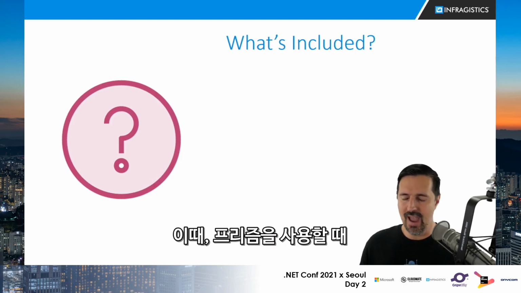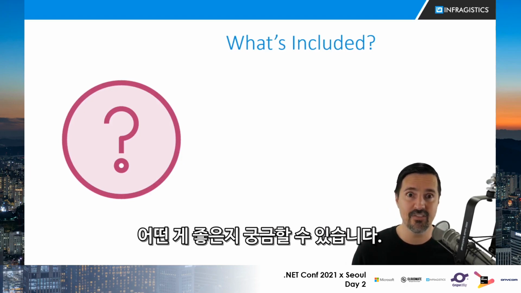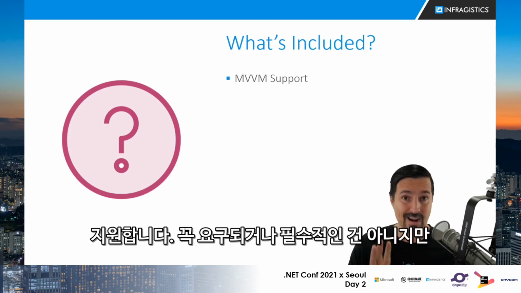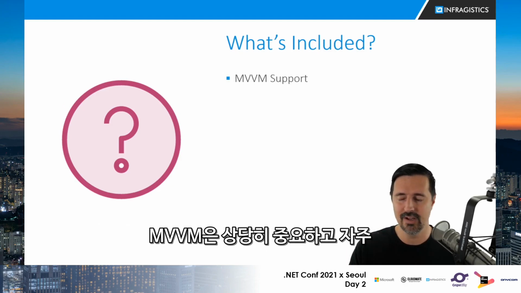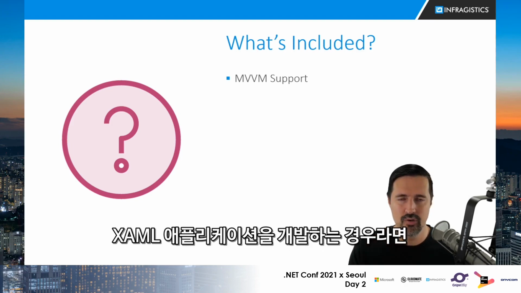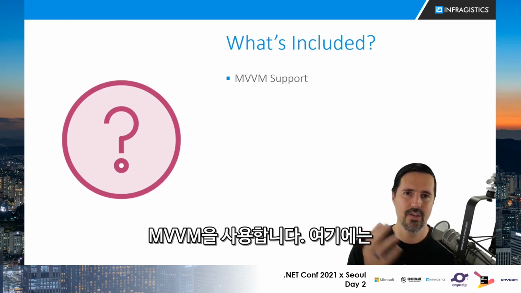And so when you ask yourself, well, what does Prism really give me? Well, Prism is going to give you obviously MVVM support, not required, but it can use it heavily. And if you're writing a WPF, Xamarin Forms, or Uno XAML application, you're using MVVM.